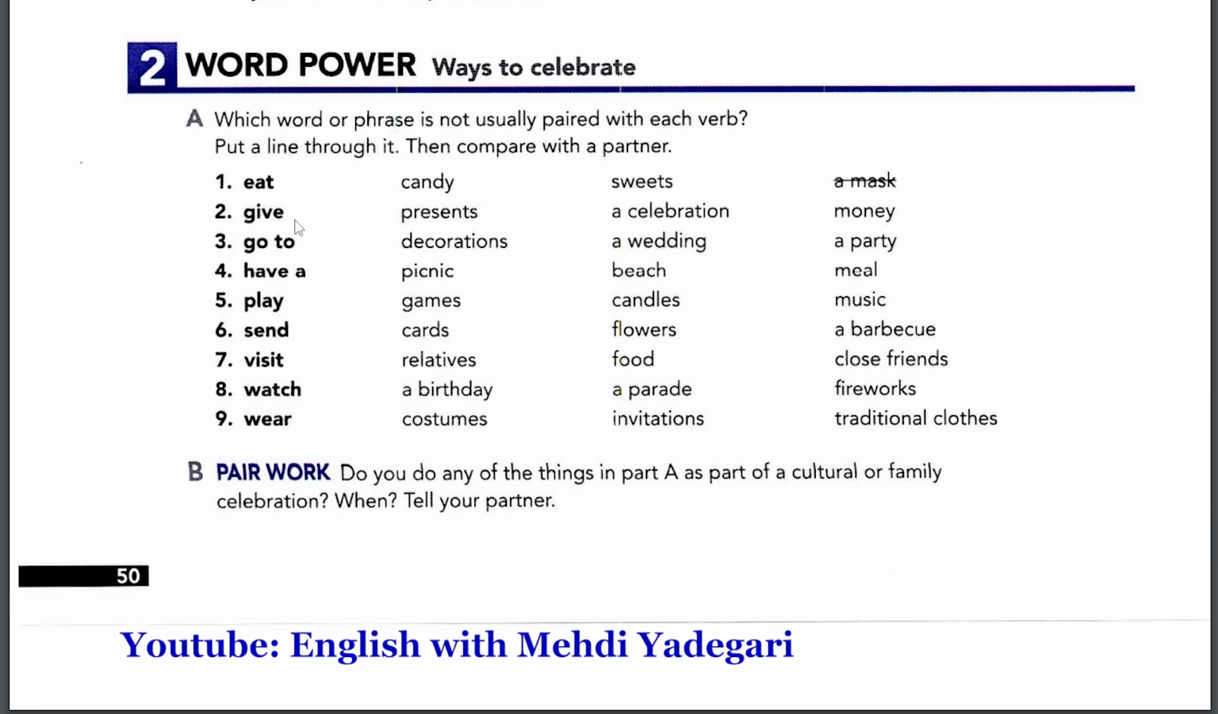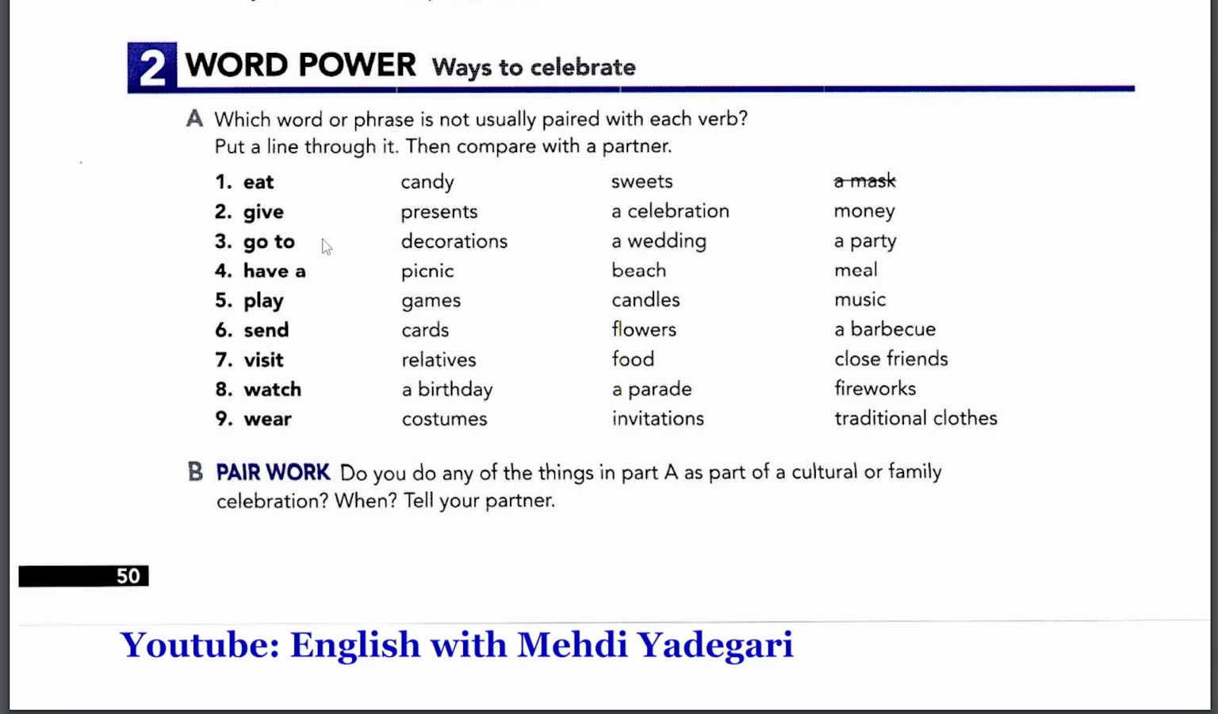Okay, now number 2. Give presents. This is correct. Give a celebration. This is not correct. Give money. So, a celebration cannot be paired with give. We do not give celebration. We give presents and we give money.